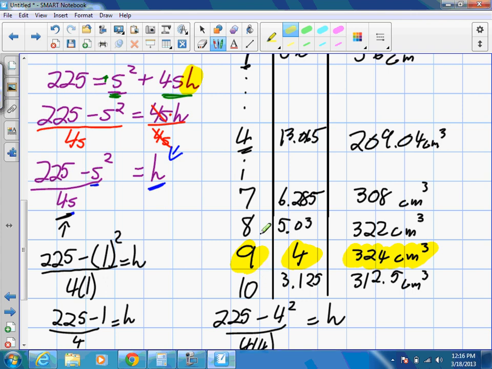So that's a very long process to solve this. We discovered that we needed a height of 4 and a side length of 9 to be the best shape to give us our maximum volume in this case. So there's a lot of work when we're stuck with a constraint in a question.